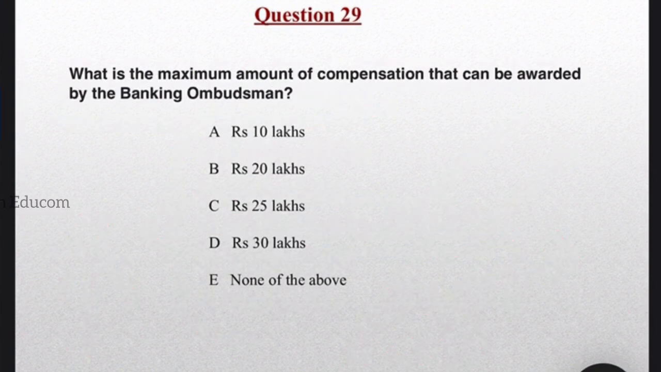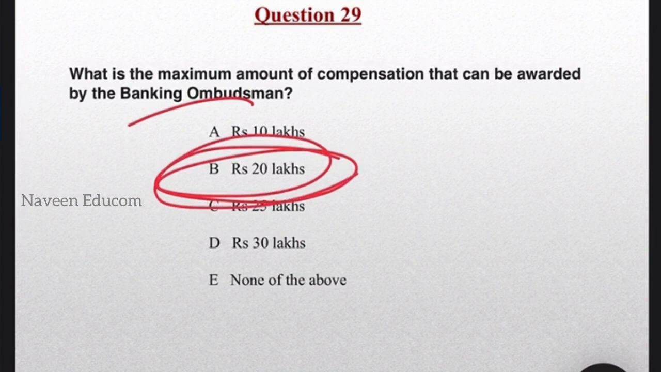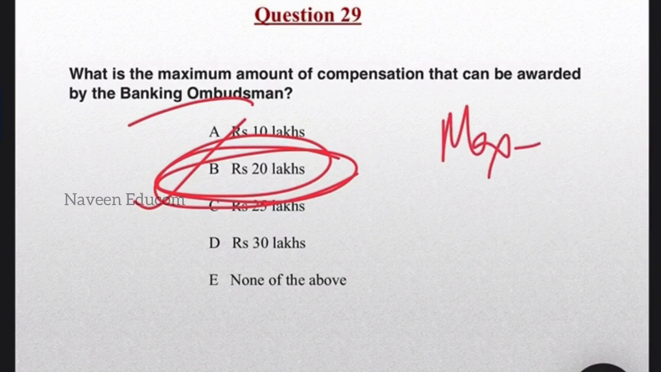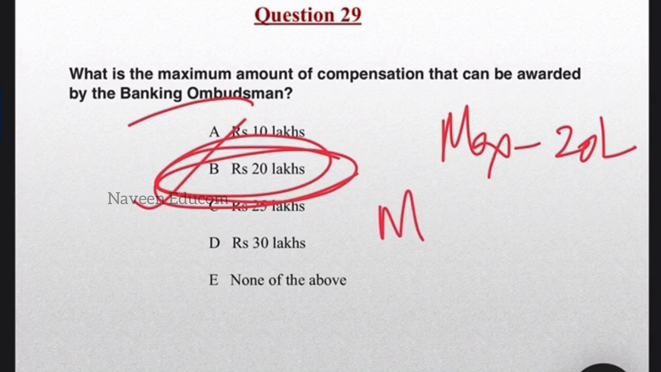Okay, so that's all. Coming to the next question, what is the maximum amount of compensation that can be awarded by the banking ombudsman? The options given are 10 lakhs, 20 lakhs, 25 lakhs and 30 lakhs. The answer is option B, 20 lakhs. The banking ombudsman can award up to a maximum amount of rupees 20 lakhs, whereas, as you know, rupees 1 lakh can be awarded maximum towards mental agony and harassment. Students, please note this down.